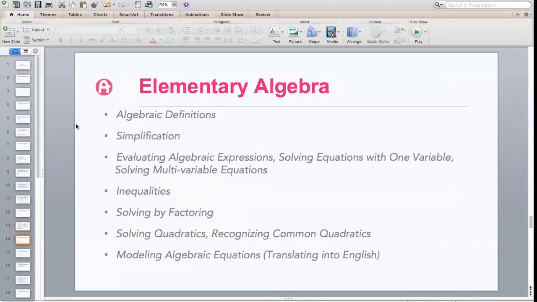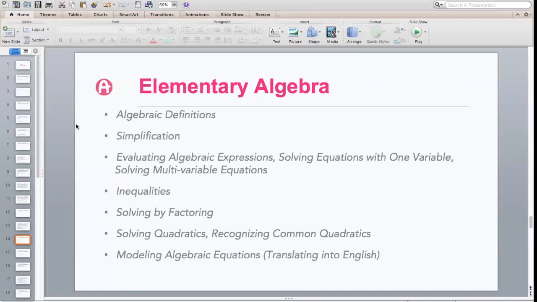So getting into elementary algebra, it's quite straightforward. It's an Algebra 1 curriculum. They need to know the different terms, coefficient and constant, and all the definitions related to algebra. They need to be comfortable with simplifying expressions. They need to be able to evaluate them, to solve with one variable, to solve with multiple variables. They have to work with inequalities, and they have to remember when the signs flip. They have to know how to factor equations. They know how to solve quadratics.